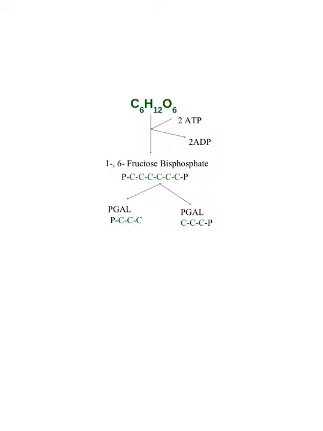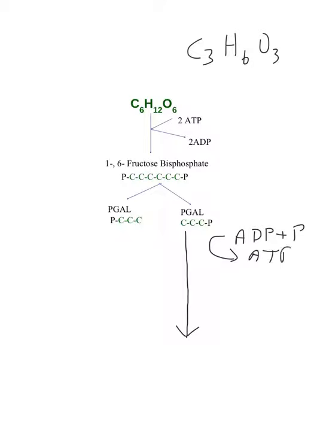Remember, each PGAL is essentially a half of a glucose. So instead of C6H12O6, each PGAL has 3 of those original carbons, 6 of the original hydrogens, and 3 of the original oxygens. Using the appropriate enzyme, we're going to strip off that phosphate and strip off one of the hydrogens. When we do that, we release some energy, enough energy to cause an ADP and a phosphate to form ATP. And this little phosphate here is released. When it does, we can get an ADP to pick it up and become ATP.